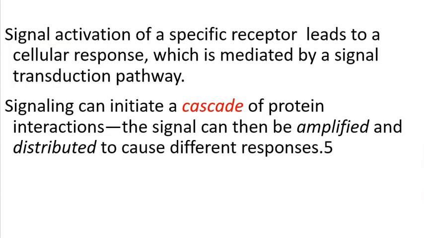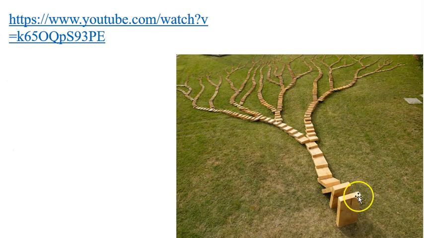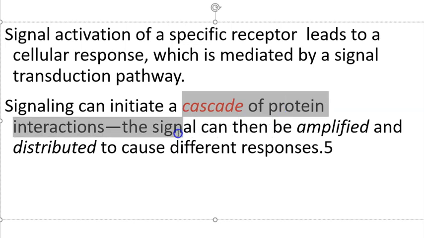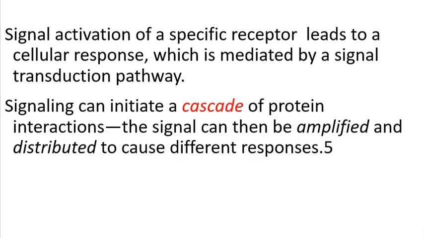Signal activation of a specific receptor leads to a cellular response, which is mediated by a signal transduction pathway. So signaling can initiate a cascade. It's like this, right? You flip over one domino, and then all the other dominoes fall down. Or like the Rube Goldberg video that I showed you in class, the machines. It's a cascade of protein interactions, and then it can be amplified and distributed to different causes and different responses.